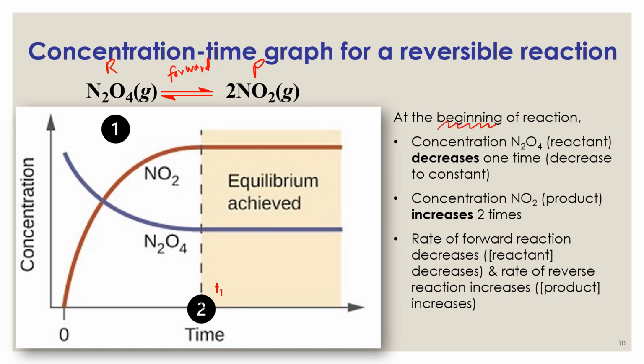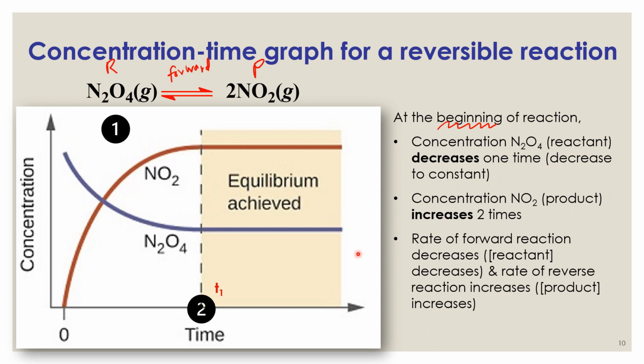At the beginning of the reaction, di permulaan tindak balas, concentration of N2O4 will decrease one time until time T1, and the concentration of the product will keep increasing two times until time T1. So why will the concentration of the product increase two times? This is because we have this value 2 in the stoichiometry coefficient in the balanced equation.